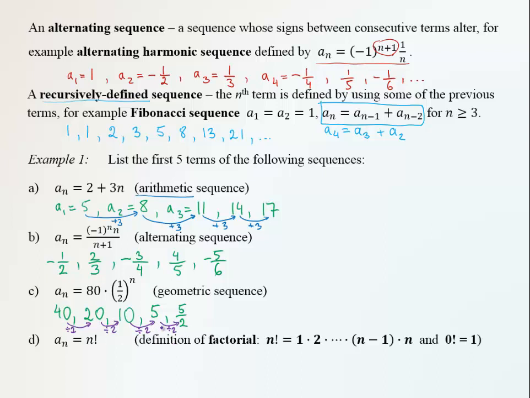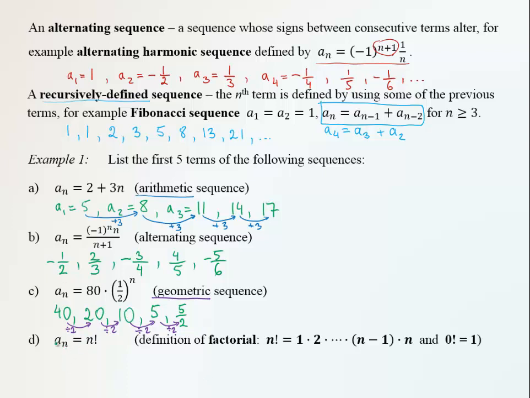So any sequence such that the quotient between consecutive terms is constantly the same is called a geometric sequence. And again, we'll talk about geometric sequences in the following lectures.